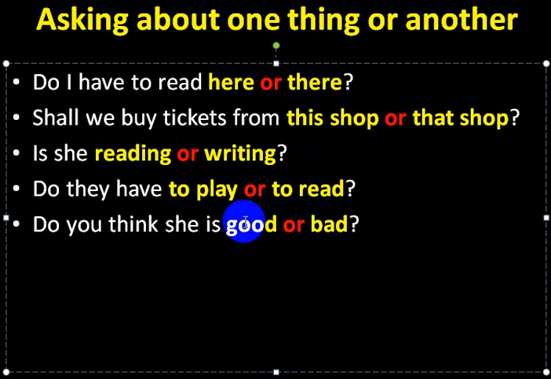So this is what I meant by alternative questions, asking about one thing or another. If I ask you to give me a sentence asking about something or another, you have to remember to use or. Do you have to do it now or later on? Both sides of or, the left and the right, should be of equal nature. If it is an adjective, from both sides you should have an adjective. If it is ing, from both sides you should have an ing. So this is the idea behind asking about one thing or another. This is the second topic that you have to know in Unit 3.